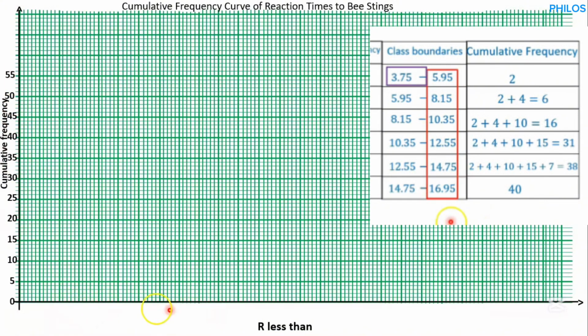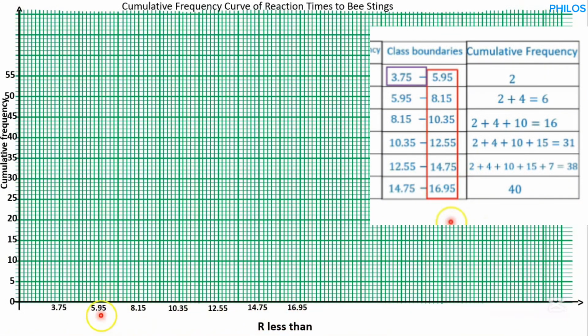Now, this is what we are going to plot at the x-axis. First, we write the lower class boundary of the first class, which is 3.75. Then we write the upper class boundary of the first class, which is what? 5.95. Then the upper class boundary of the second class, which is 8.15. Then for the next class, 10.35. The next class will be 12.55. The next class will be 14.75. And the last class will be 16.95.